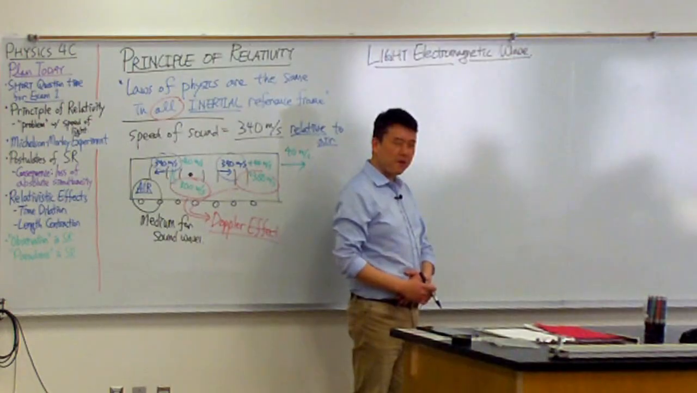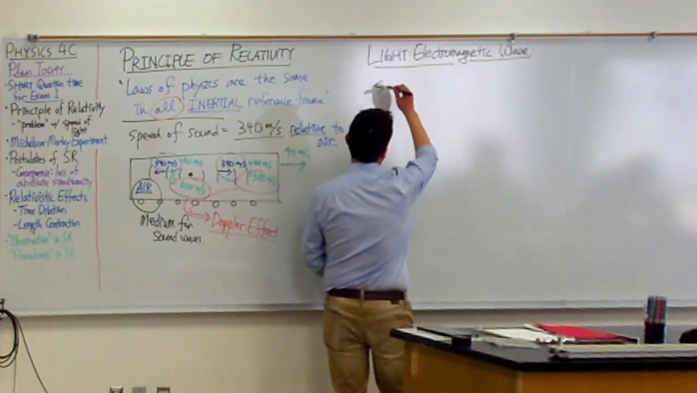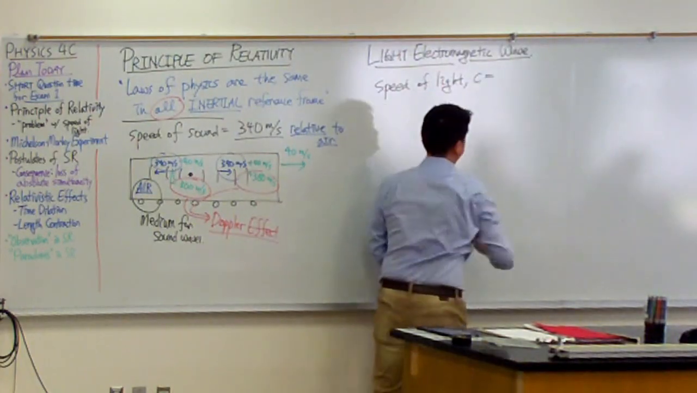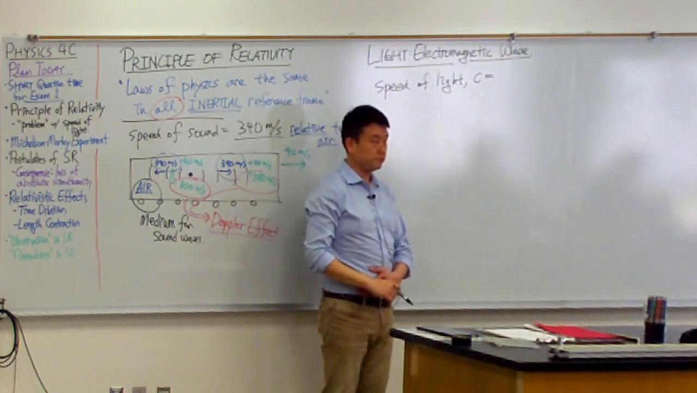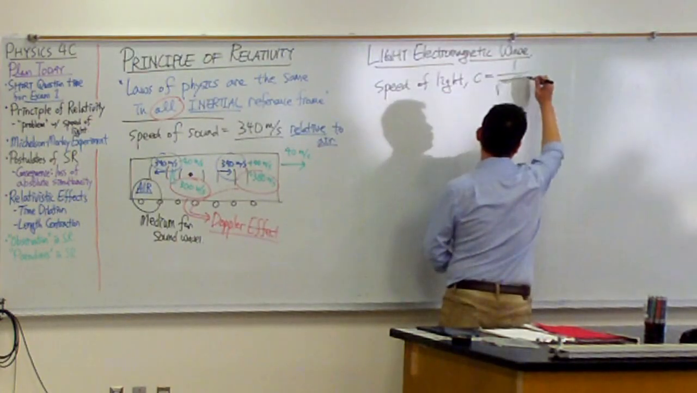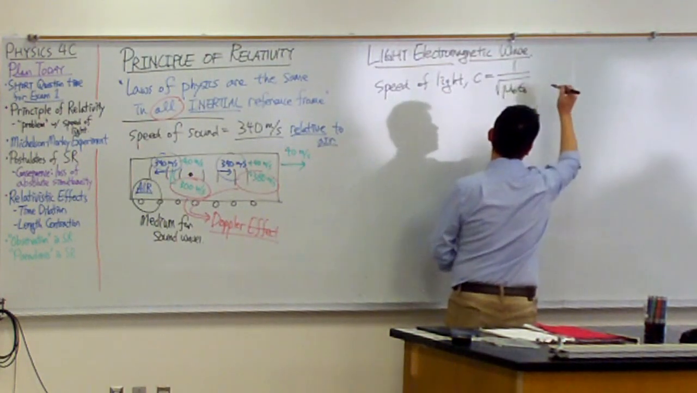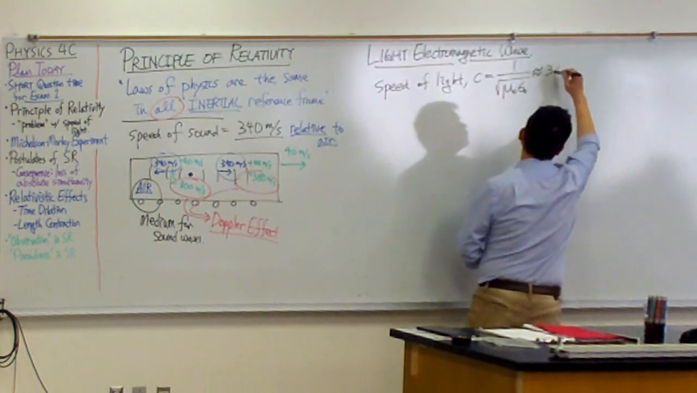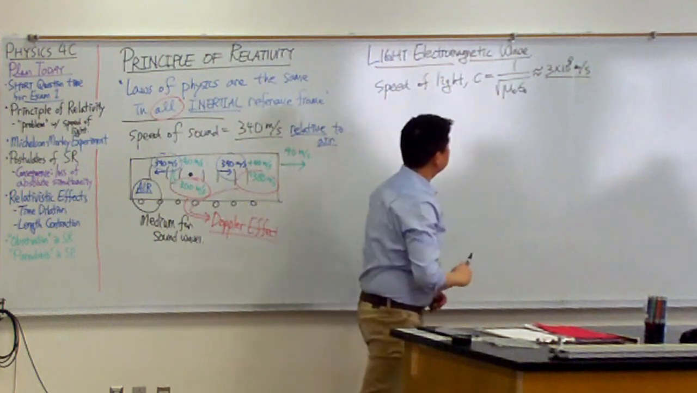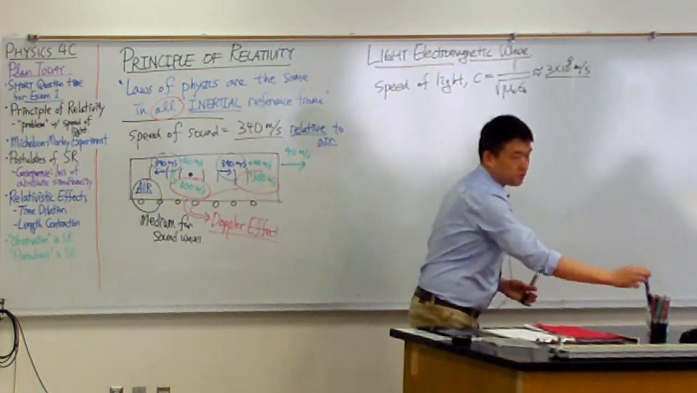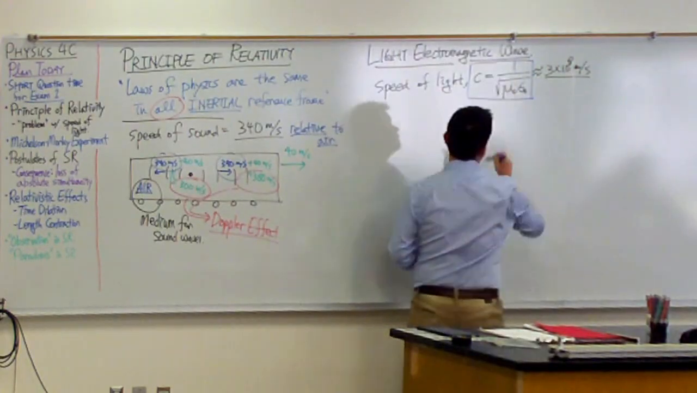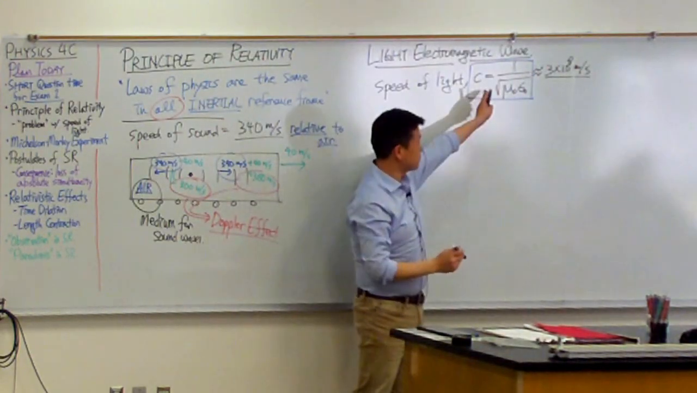And do you remember what the expression for the speed of light was? c is 1 over square root of mu naught epsilon naught, or approximately 3 times 10 to the 8 meters per second. And this expression is problematic. To a physicist who believes in the principle of relativity, this expression is a bit problematic.